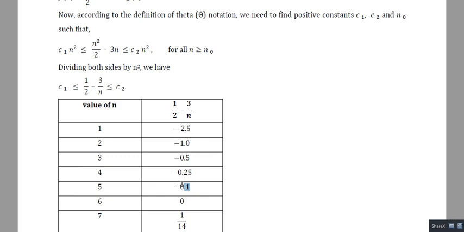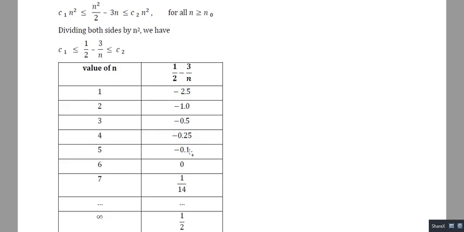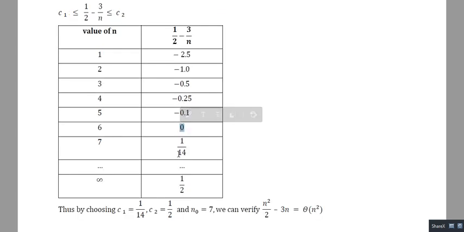But we cannot consider all these values. Why? Because these are all negative values, and time cannot be negative, right? Now for n equal to 6, the value of 1 by 2 minus 3 by n will be 0, right? So again here also it is 0. So we have to start always from the positive value.